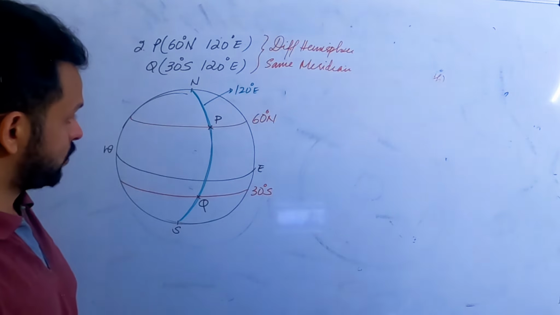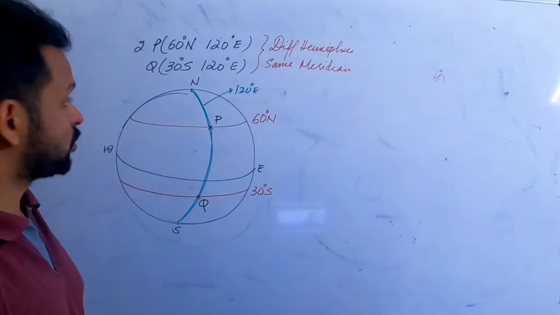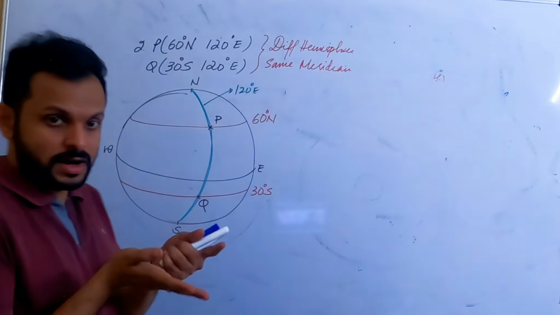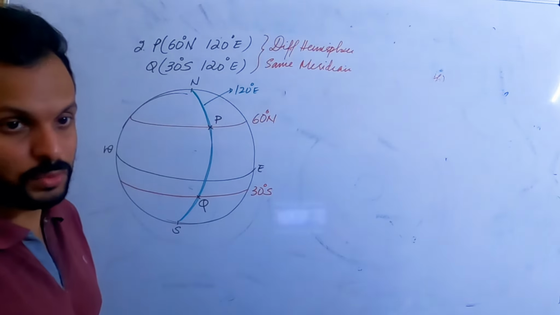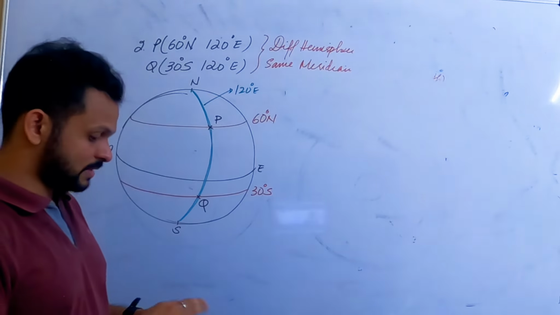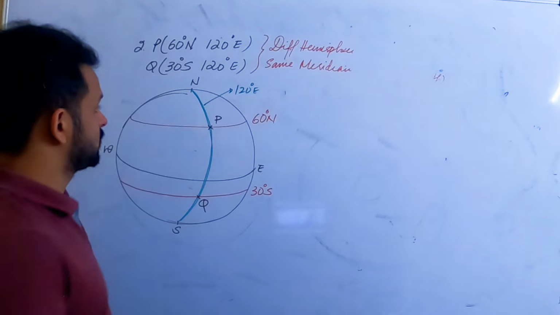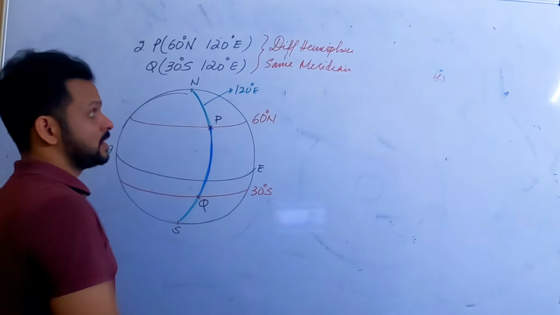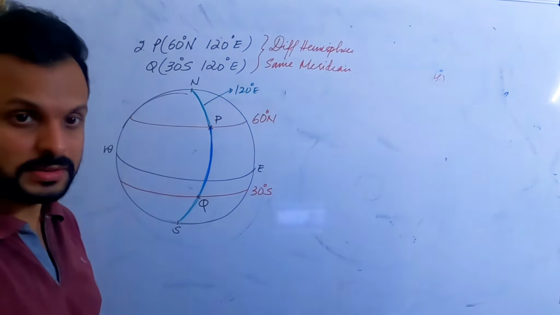You are asked to find out the shortest distance again. So shortest distance is nothing but the great circle distance, the shortest arc of the great circle passing through these 2 points. Right? What is the great circle? That is the 120 degree east meridian. In this case, the 120 degree east meridian is the great circle.